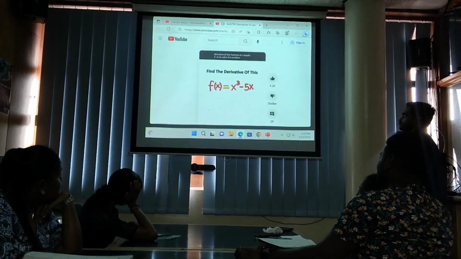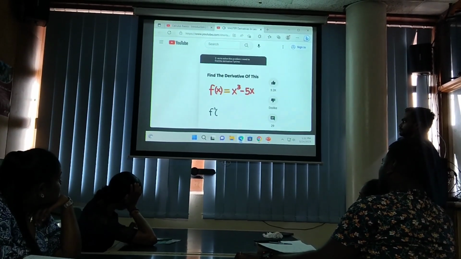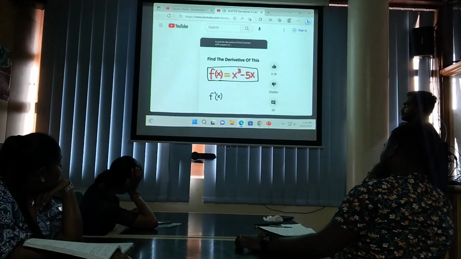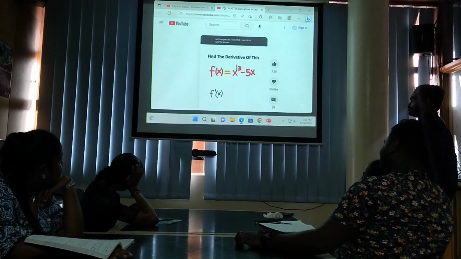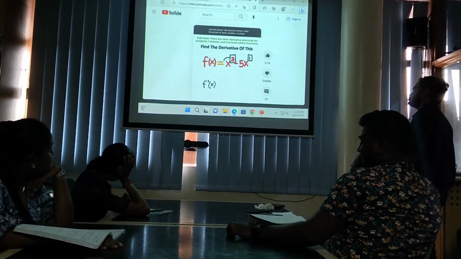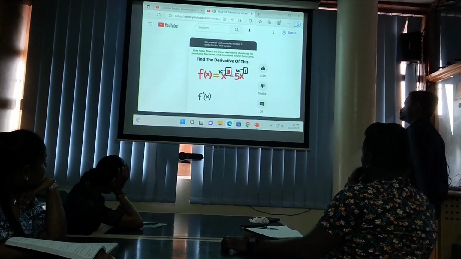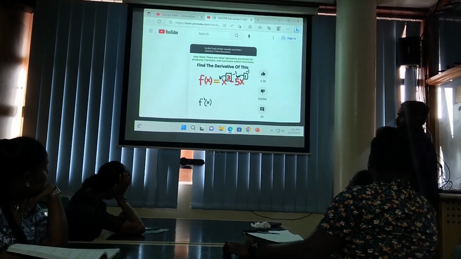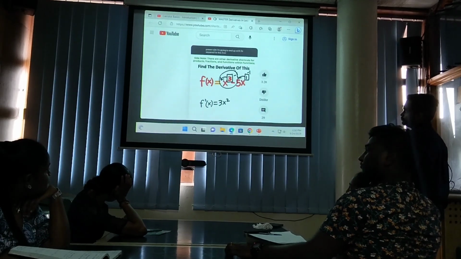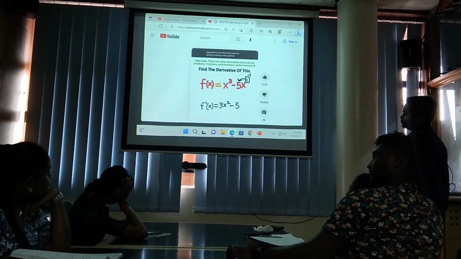So to solve this problem, I need to find the derivative f prime of x, which is just the derivative of this function with respect to x. So what I can do is use the power rule shortcut, where I take the power of each variable, multiply it by the front of that variable, and then subtract 1 from the power. So doing this power rule, I'm going to end up with 3x squared for this first term, and I'm going to end up with just 5 for this second term.